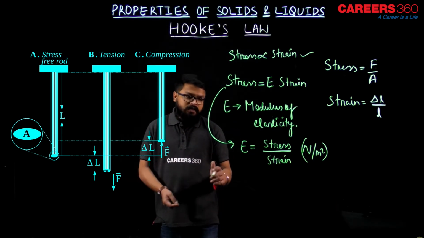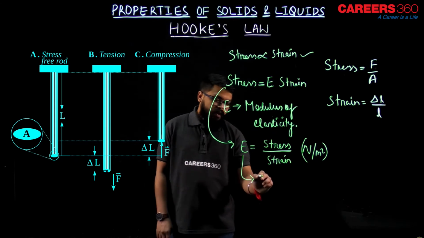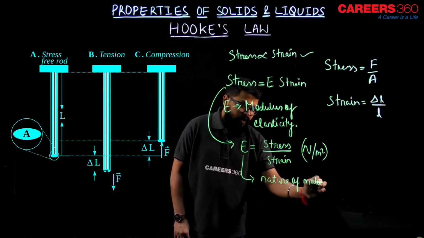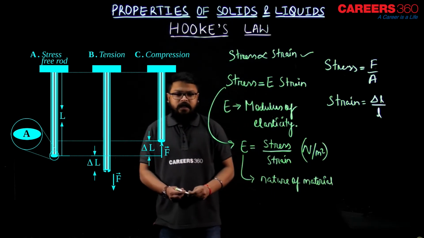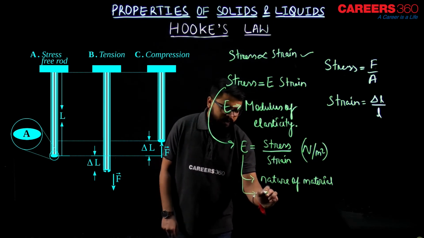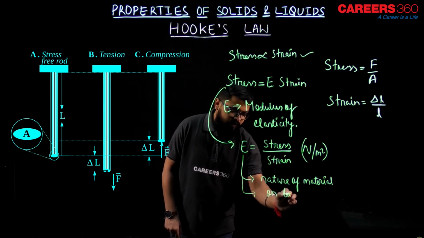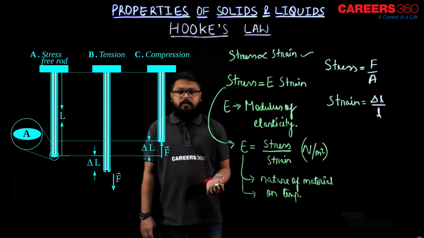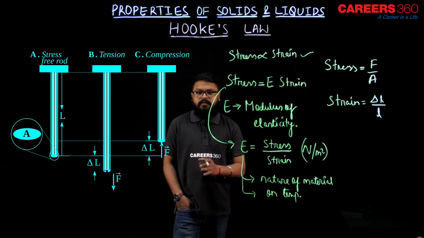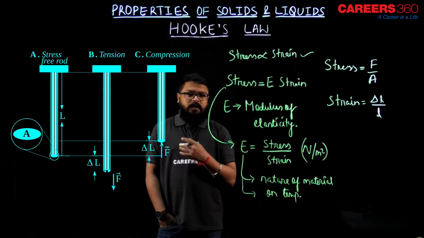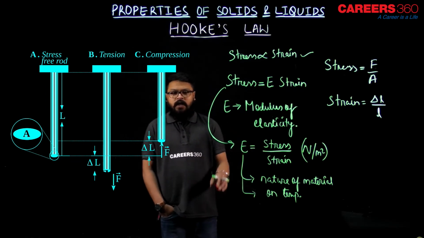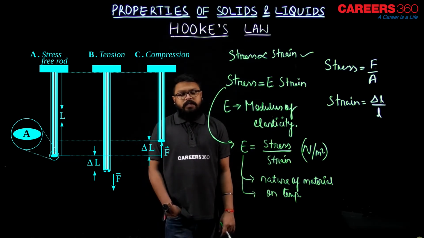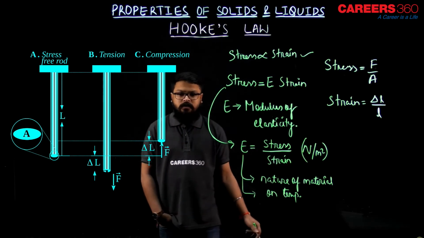Now this modulus of elasticity, as I said, depends on the nature of material which is used to make the body. Also it depends on temperature, and it does not depend on dimensions of the body, length, breadth, height, area of cross section, anything. It only depends on nature of material and on temperature, and its unit is the same as stress, that is Newton per meter square, or we can sometimes write Pascal also, not a problem.